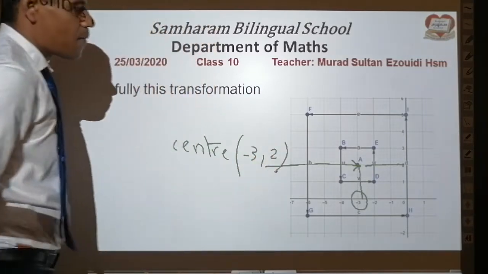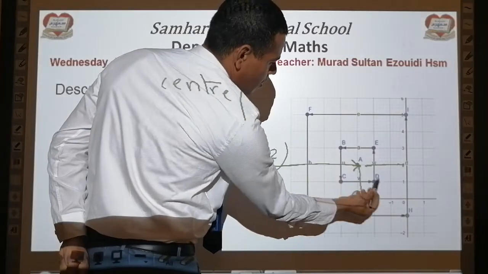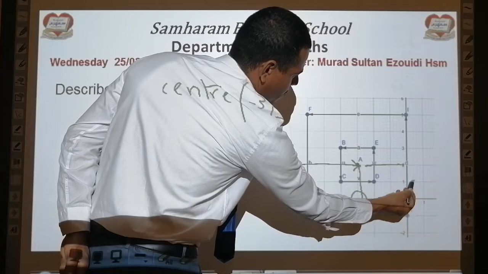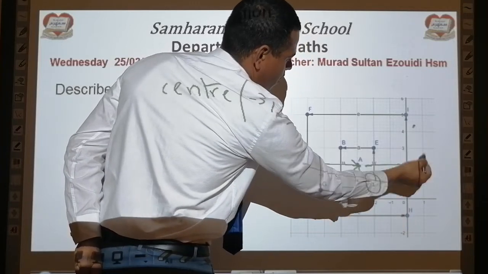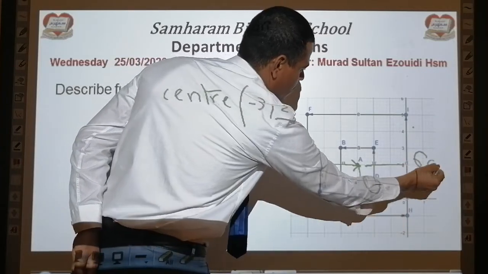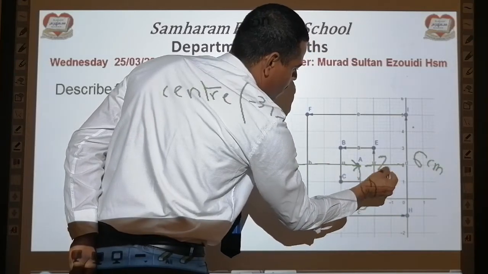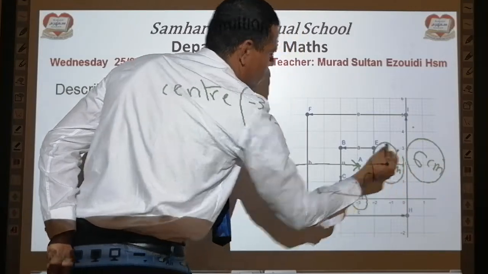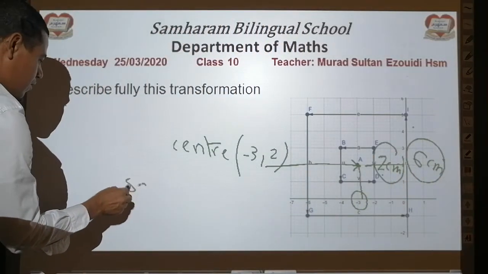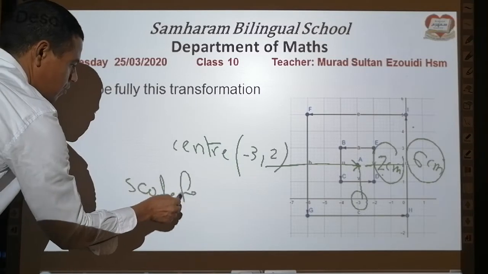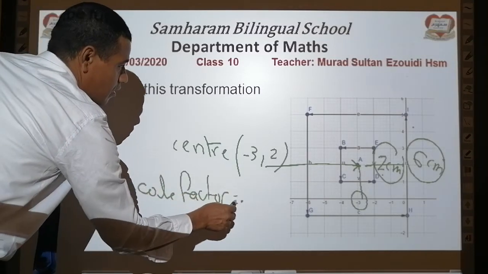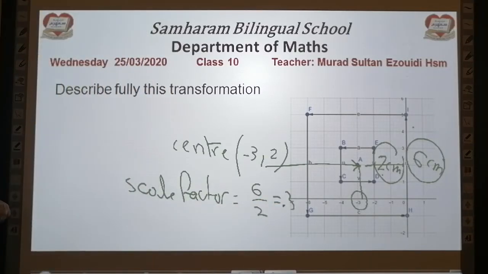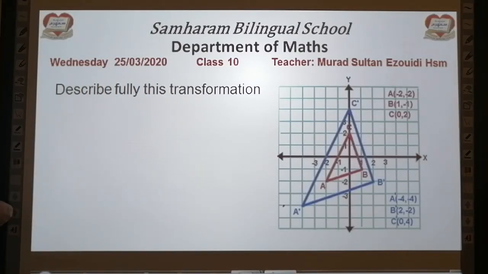What do you think about the length of HI? 1, 2, 3, 4, 5, 6. This is 6 centimeters, of course. And this one, 1, 2, is 2 centimeters. To find the scale factor, make 6 divided by 2. So the scale factor, my kids, is 6 divided by 2, which gives 3.